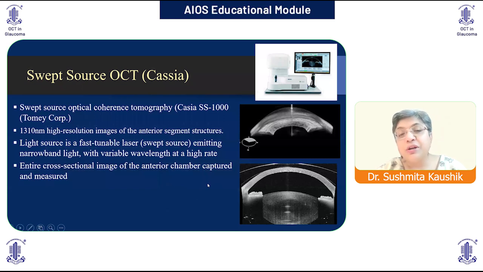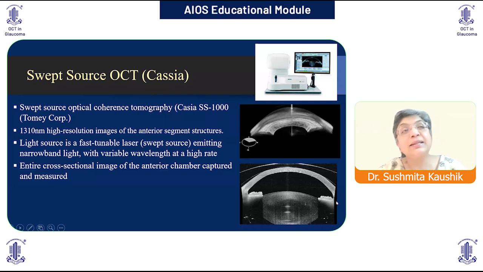Now, of course, we're all talking about the CASIA swept source OCT. It's made our life so much simpler. It's by Tomey, with 1310 nm high resolution images of the anterior segment structures. The light source is a fast tunable laser, which is called swept source. It emits a narrow band of light with variable wavelength at a very high rate, and you can see 360 degrees of the angle, or the image of the anterior chamber angle, at the same time.